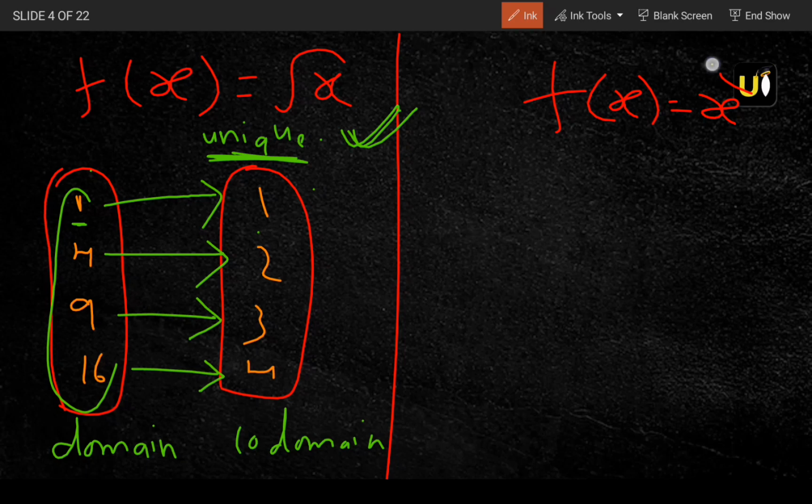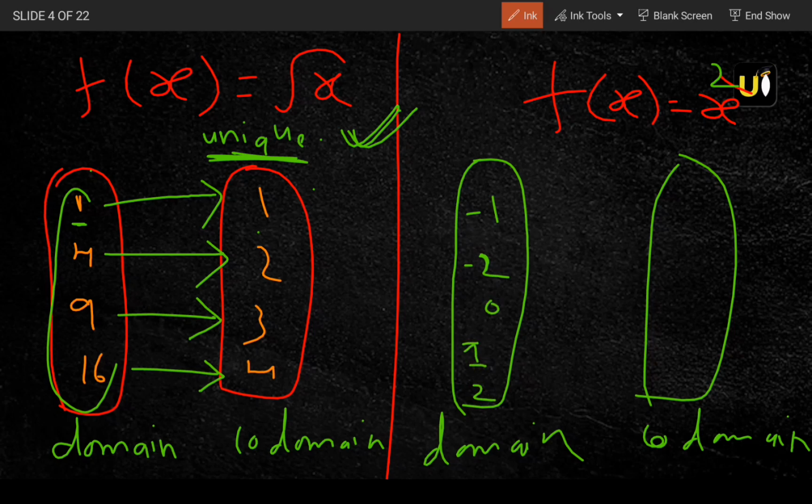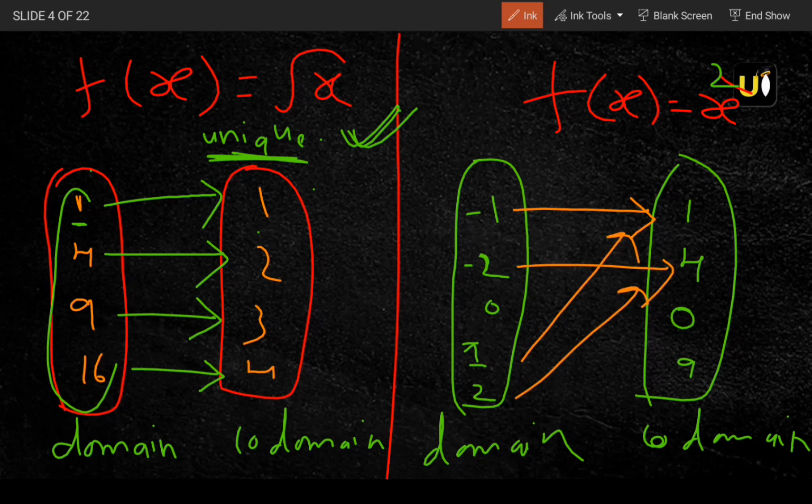Okay, this is square root. So now let us consider another example. Here this is the domain and this is the codomain. Here we are having elements like -1, -2, 0, 1 and 2. Here we are having 1, 4, 0, 9. Now see, -1 will map to 1, 1 also maps to 1. -2 will map to 4 and 2 also maps to 4. 0 maps to 0, okay?